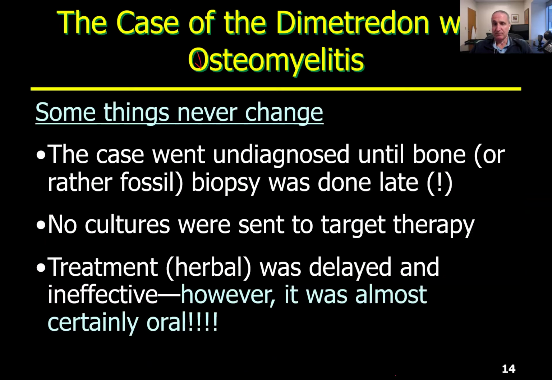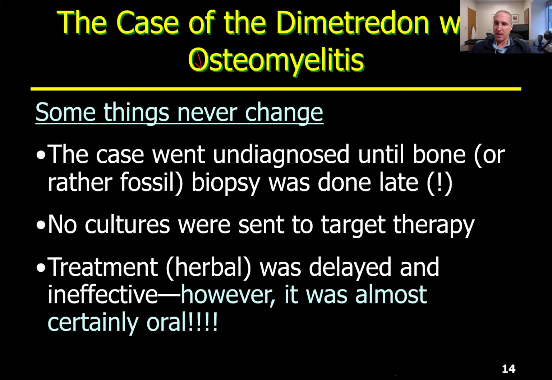For example, the case went undiagnosed until rather late in the disease course when someone finally did a bone biopsy. The person who did the biopsy forgot to send it off for cultures to target our therapy. How often does that happen in the modern era? And of course, any treatment that was administered back in the day probably didn't work very well. Although I will point out, if there was treatment administered at the time, it was probably given orally because I don't think they had Dimetrodon opat at the time.